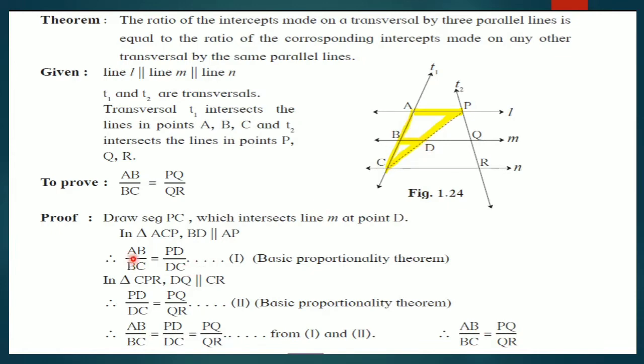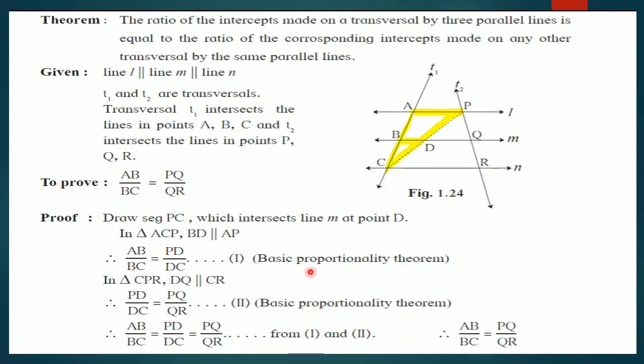Therefore, AB upon BC is equal to PD upon DC. This is the basic proportionality theorem. If you have a line parallel to one of the sides of the triangle, then that line cuts the other two sides in the same proportion. That is what the basic proportionality theorem says. So AB upon BC is the same as PD upon DC.